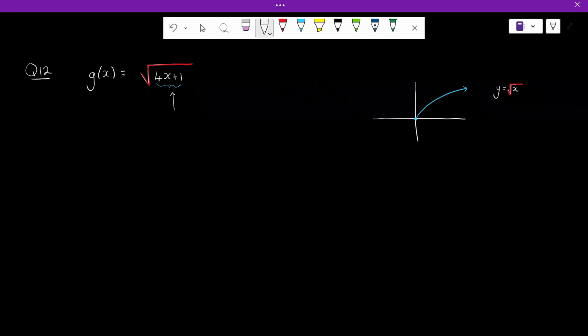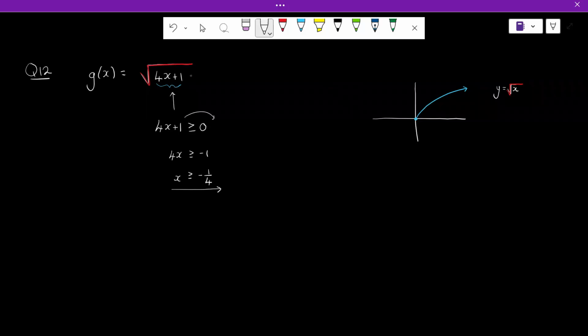So in other words, we want 4x plus 1 to always be greater than or equal to 0, but never negative. So now we're just going to get x on its own and see what the domain of x will be. We take the 1 to the other side, so 4x is greater than or equal to negative 1. And then we divide both sides by 4. So x has to be greater than or equal to negative a quarter.